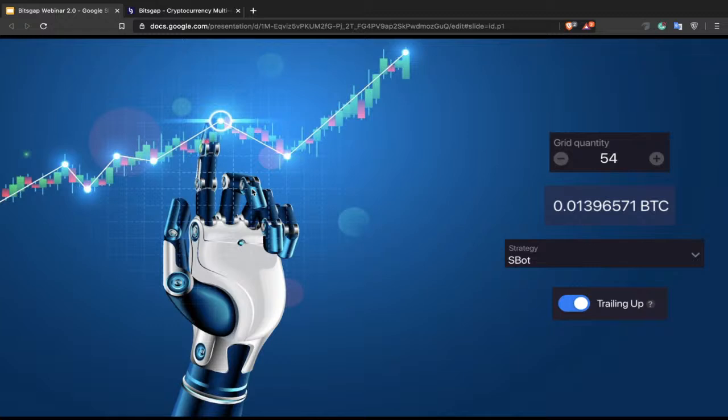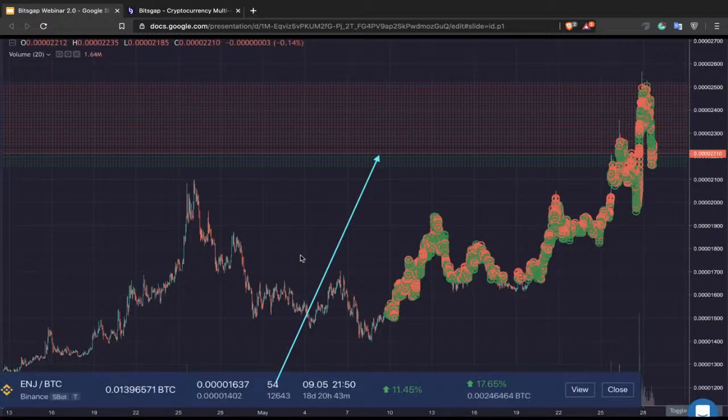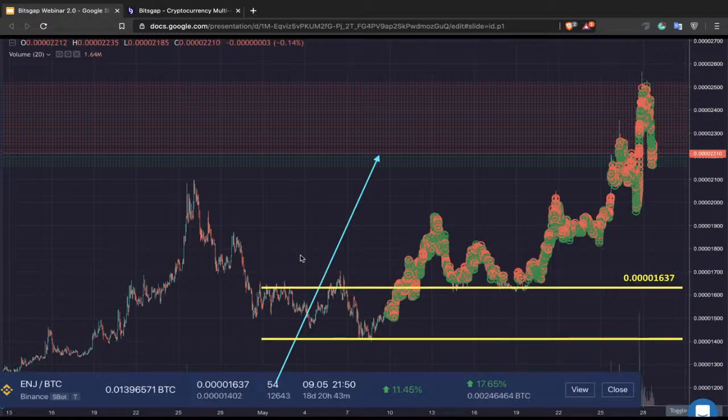These are our initial, here's the initial upper limit price, which is 1637, and our lower limit price, which is 1402. So as I have my trading up function on, notice that after the price has breached the upper limit price at that level, my trading range started to follow the price and is now right here. So here's my trading range now.